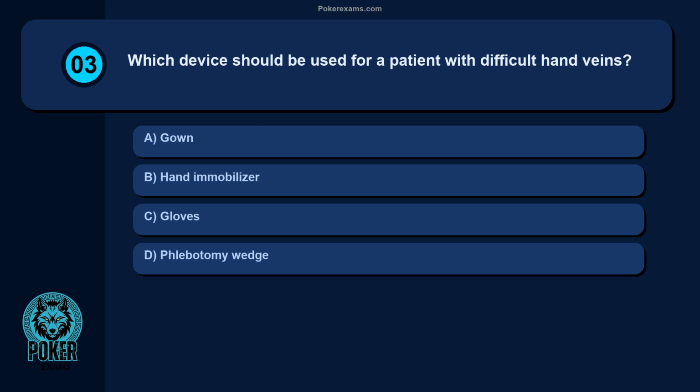Question 3. Which device should be used for a patient with difficult hand veins? Gown. Hand immobilizer. Gloves. Phlebotomy wedge.